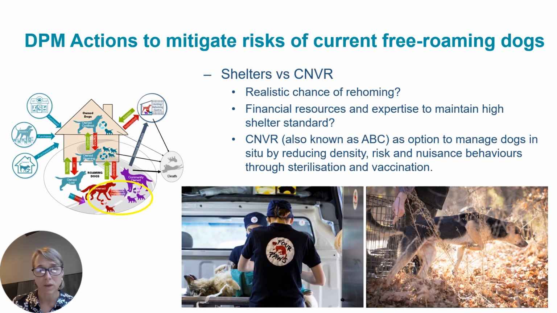Catch, neuter, vaccinate and return, CNVR, also known as ABC or animal birth control, is an option for managing free-roaming dogs in situ on the streets, hence an alternative for shelters, steadily bringing their population down in size and mitigating the risks and nuisance they may present to local communities.